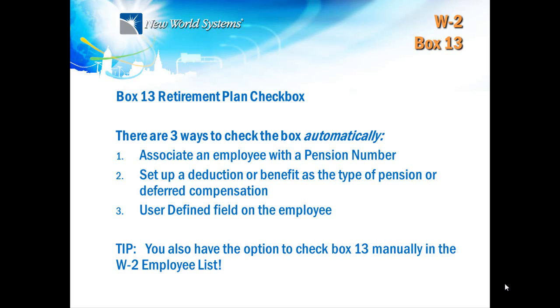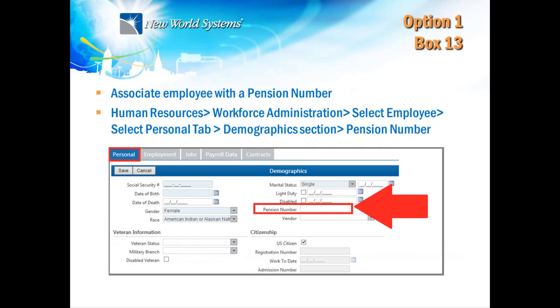So let's begin. To associate an employee with the pension number, you will do this on the employee's personal screen. Go to Human Resources, Workforce Administration, search for an employee. On the Employee's Personal tab, there's a section called Demographics, and the pension number field will appear there. If you enter a number in this field, the Box 13 Retirement Plan checkbox will be checked automatically when you create your W-2 data.